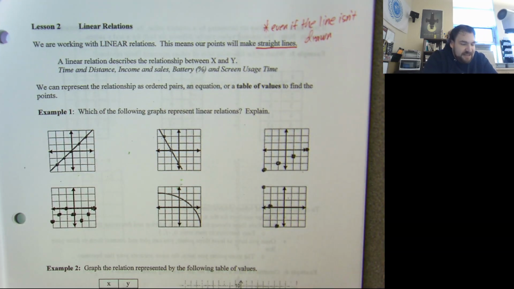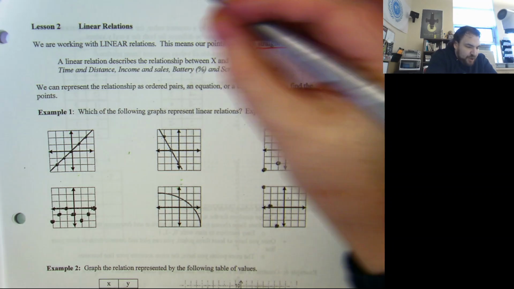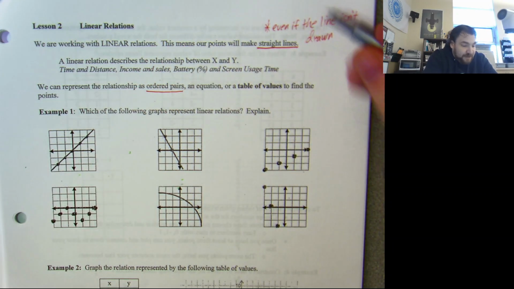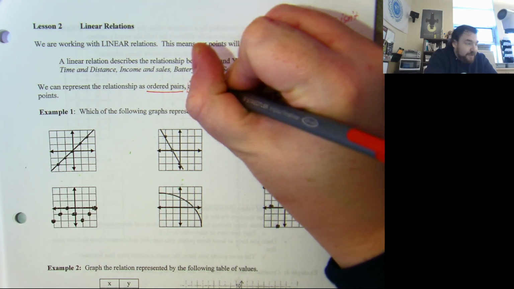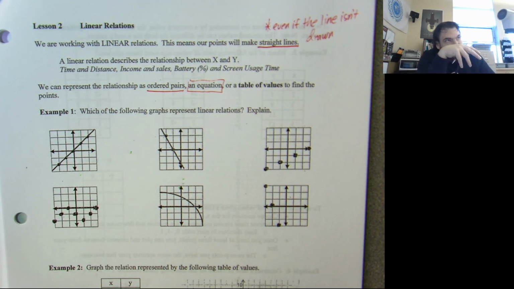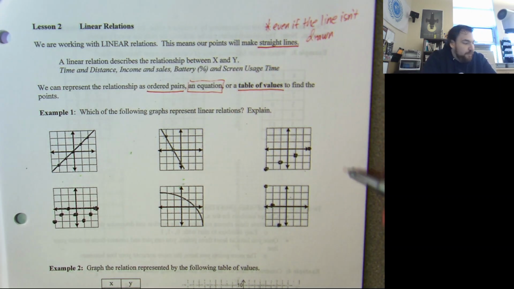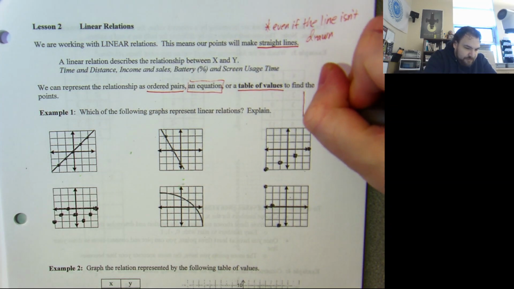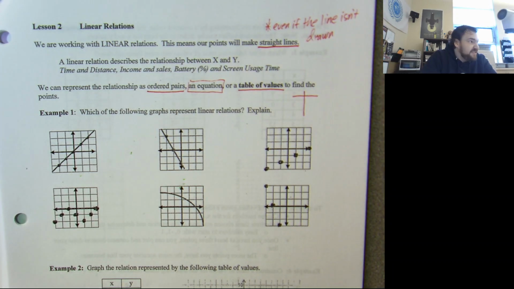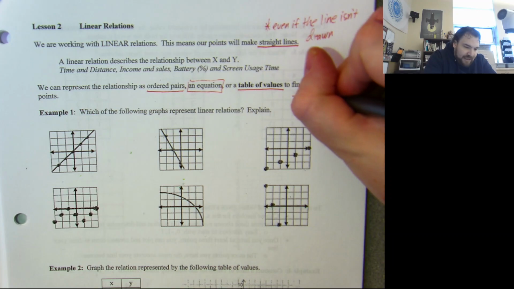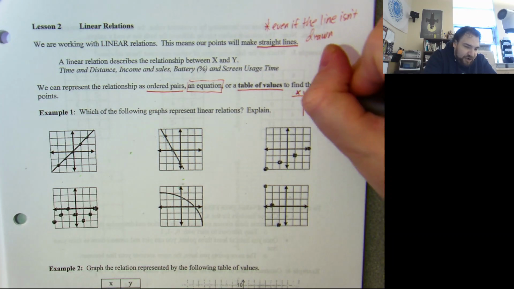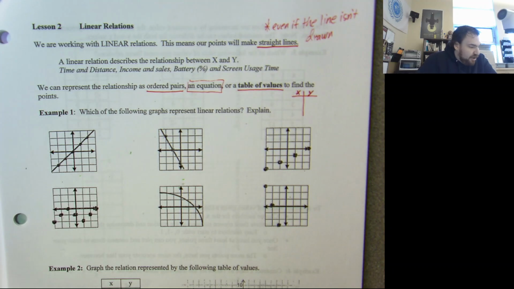We can represent these relationships a bunch of different ways. We can use ordered pairs, which is what we've been doing, an equation, which we haven't done yet, but we will. Actually, we did it last chapter. Or a table of values, which is something you may be familiar with as well. A table of values looks like this. X is generally the left column, Y is generally the right column.